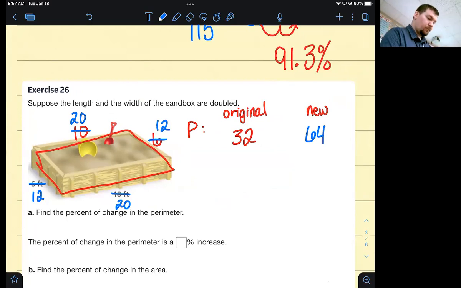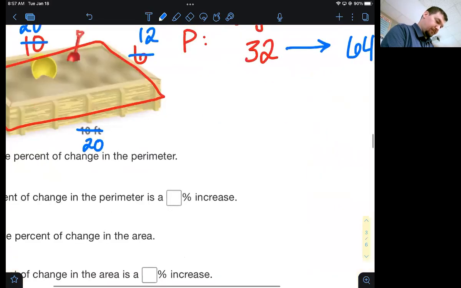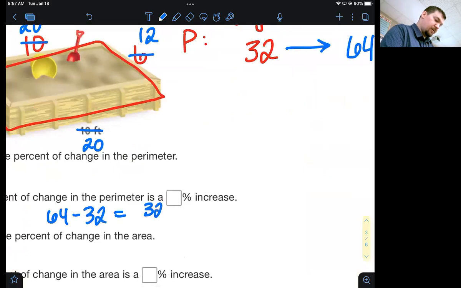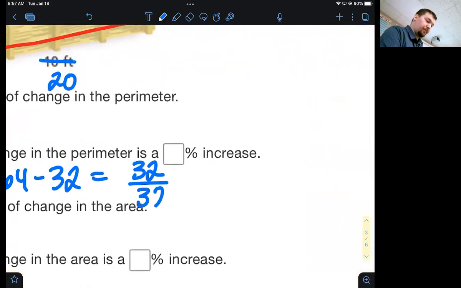Okay. Now I'm able to find my percent change. What's the difference between 64 and 32? It's just 32, isn't it? Yeah. So difference over original. The original perimeter of the sandbox was 32. What's 32 divided by 32? 1. And what's 1 as a percent? Be careful here. To slide, it's 100%. Yeah, so it's actually 100%.